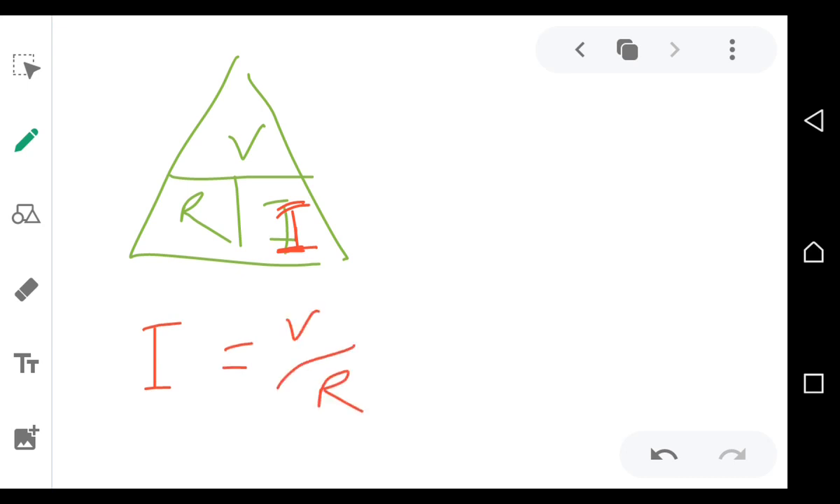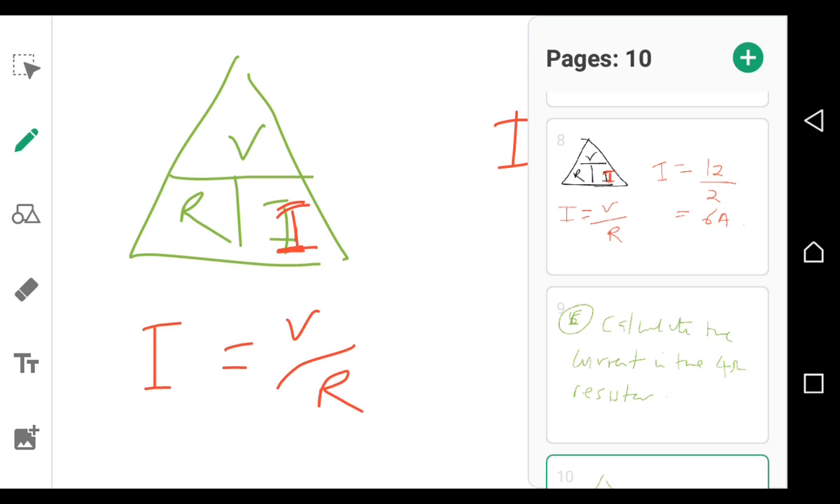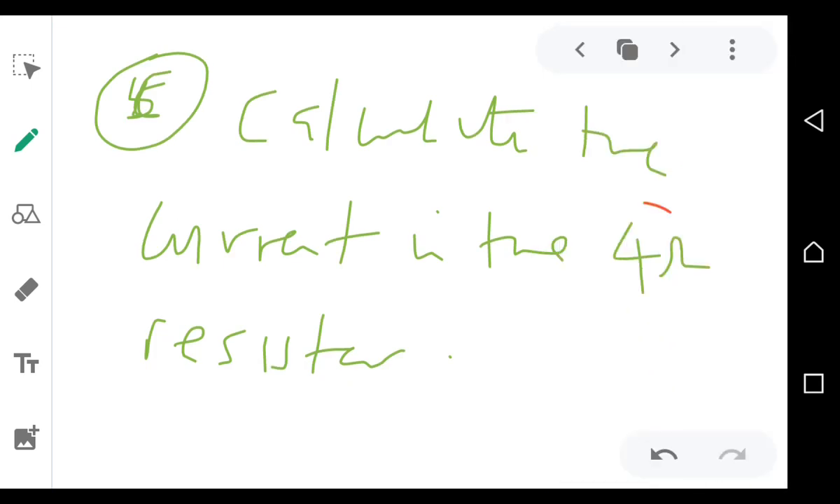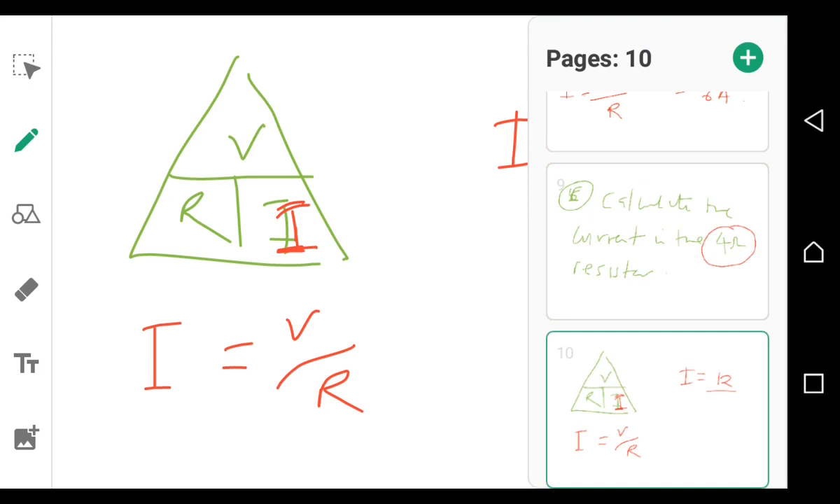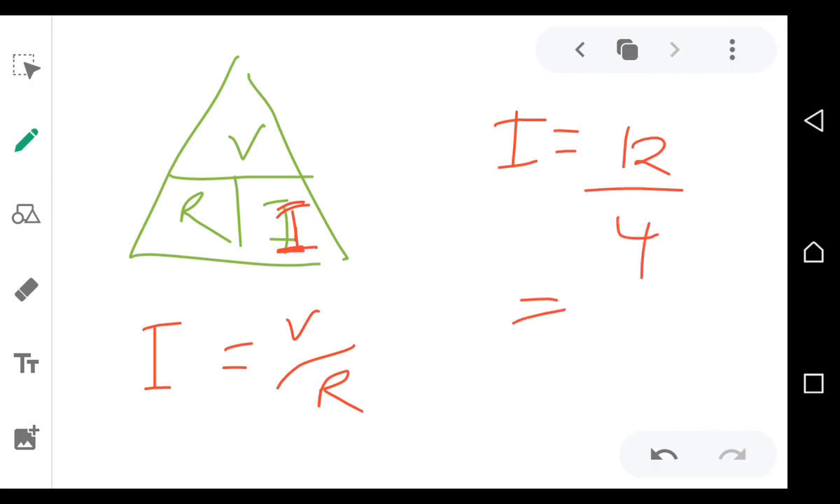So what do I have? Current is equal to, what's my voltage? 12. The resistance is what was given in the question, current in the 4 ohm resistor. So on resistance I have to put 4. And then 12 divided by 4 is 3. 3 what? 3 amps. And that's how you solve this type of question.